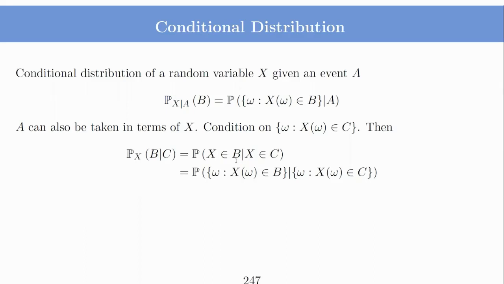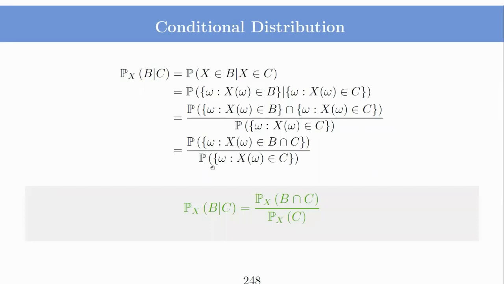And in the normal notation, this means this is the event that pre-image of B, and this is the event pre-image of C. I'm just computing the probability of the pre-image of B, conditional on the pre-image of C. And this you can define the same way. The conditional probability of the pre-image of B given the pre-image of C is nothing but the probability of the pre-image of B intersection pre-image of C divided by the probability of the pre-image of C. And the pre-image of B intersection with the pre-image of C is nothing but the pre-image of B intersection C.